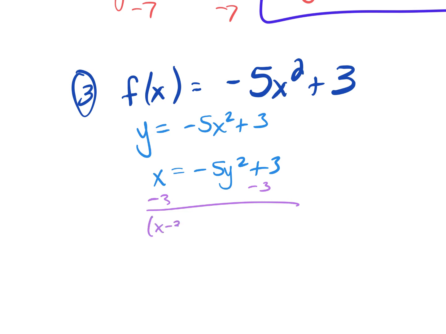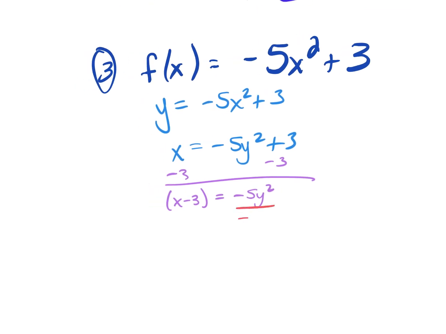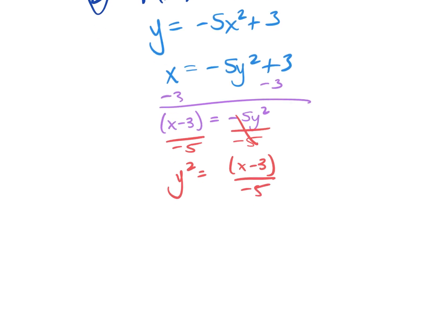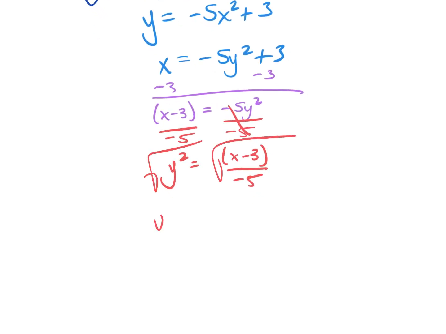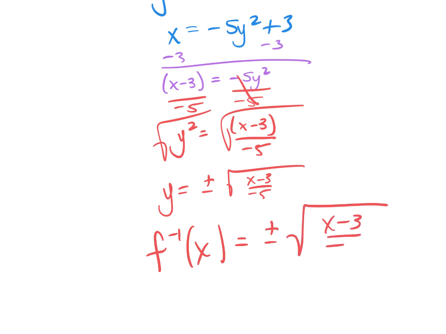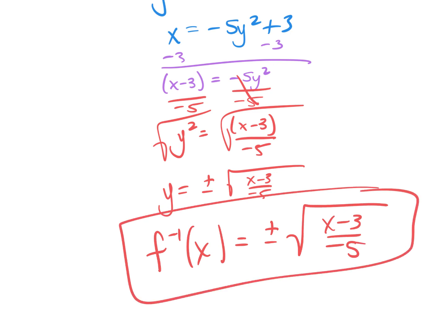I have x minus 3 equals negative 5y squared. We're going to divide both sides by negative 5. So y squared equals x minus 3 over negative 5. And then we're going to take the square root. So since I'm taking the square root, I put my plus minus on top. I have x minus 3 over negative 5. And I replace my y with f inverse of x equals plus or minus the square root of x minus 3 over negative 5.